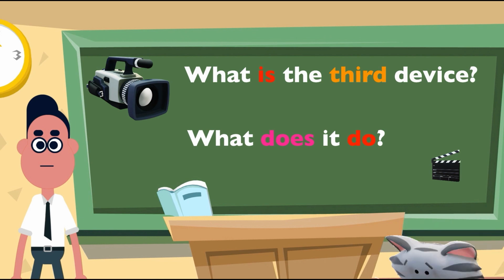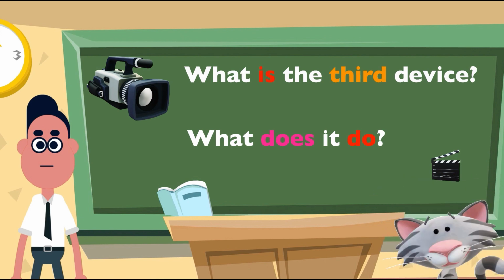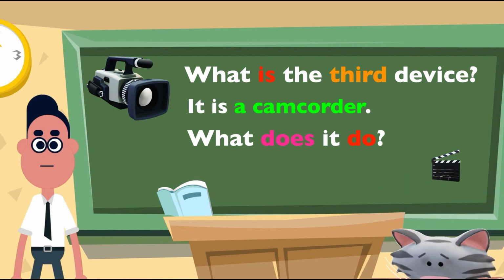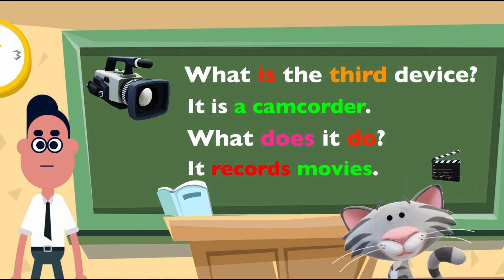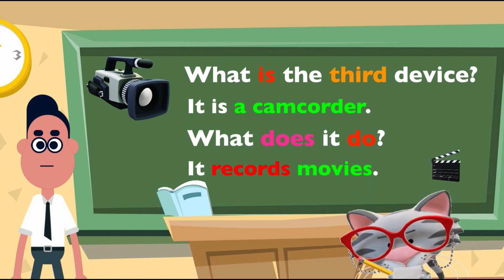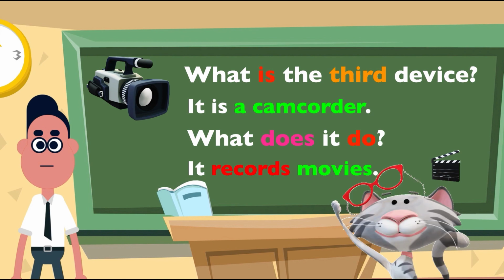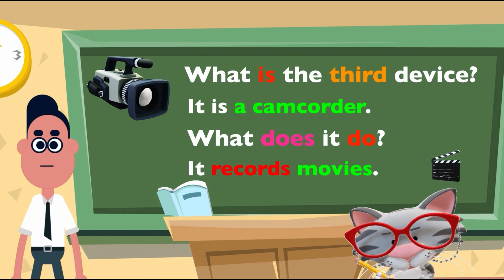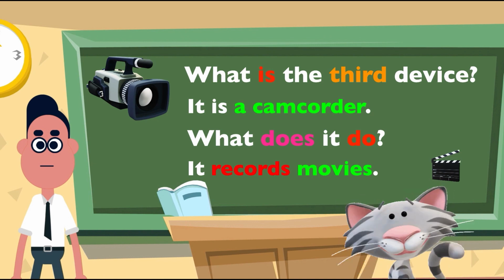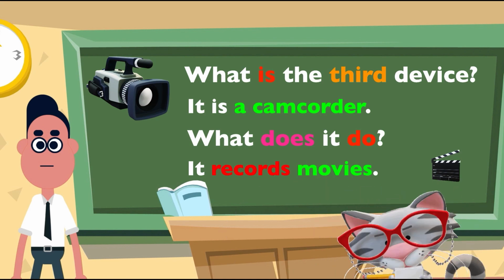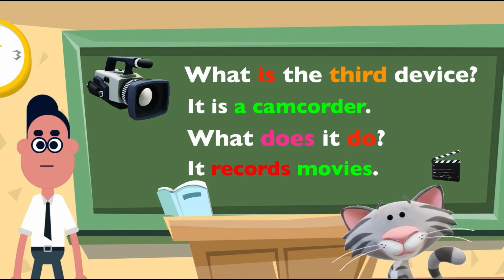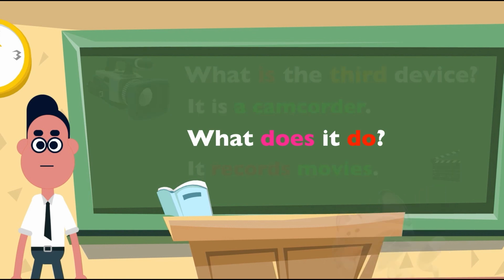Let me write that down. What is the third device? This one looks like a camcorder. So it is a camcorder. Very nice. And what does it do? It records movies. Yes. The devices do more than just this, but we are trying to keep things simple and show an action with extra information. Professor Neil, is camcorder a combined word between camera and recorder? Yes. It's a camera that records movies. Camera that records is called a camcorder.